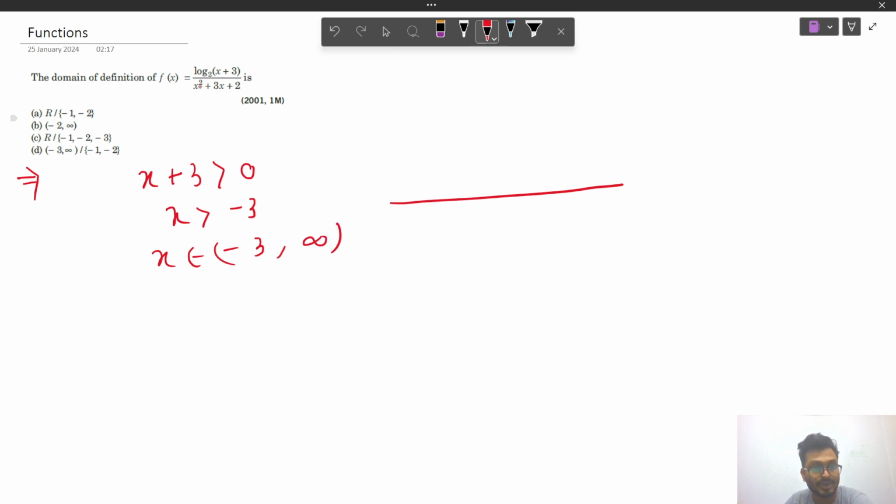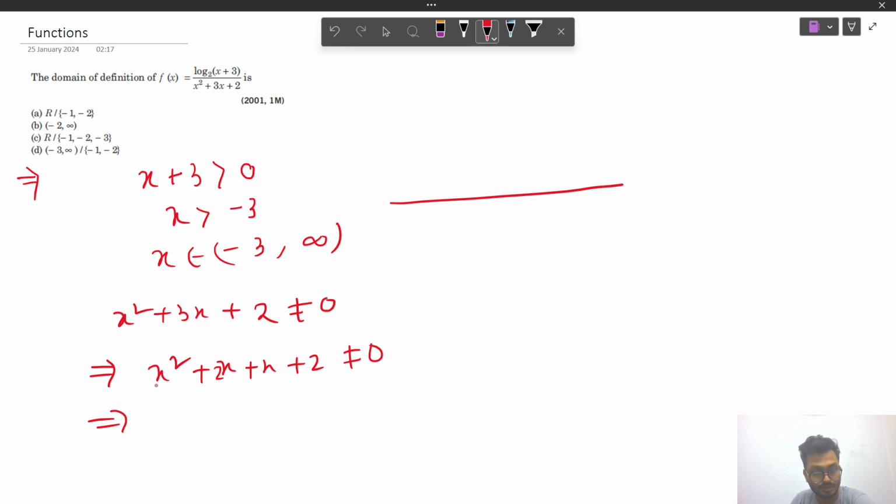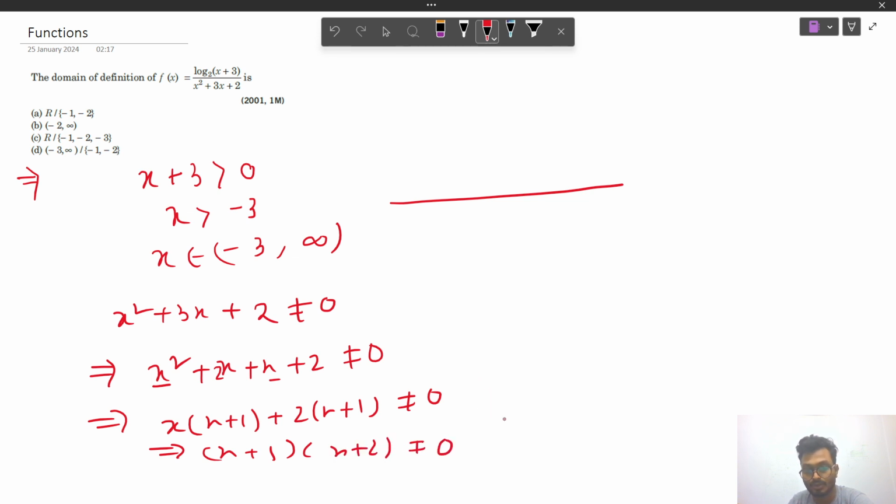And for this function to be defined, the denominator should not be 0. So x square plus 3x plus 2 is not equal to 0. We can factorize this as x square plus x plus 2x plus 2, which is not equal to 0. Taking x common from the first two terms and 2 from the last two, x into (x plus 1) plus 2 into (x plus 1) is not equal to 0, that implies (x plus 1) into (x plus 2) is not equal to 0. So x is not equal to minus 1 and minus 2.